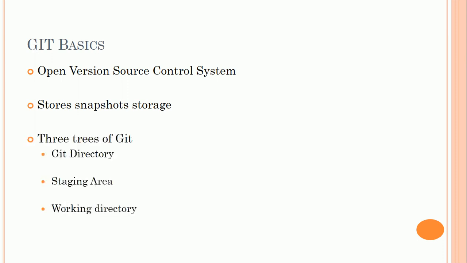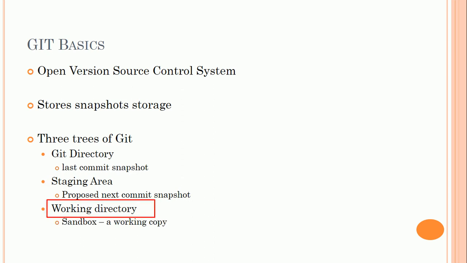There are basically three trees of Git: Git directory, staging area and working directory. Git directory is the last committed snapshot, so it will store the recent up-to-date code in the Git directory. Staging area is the next commit snapshot. It stores information about what will go into your next commit, so we can refer to it as the index. And working directory is nothing but the working local copy, or sandbox. So we can say that it is the checkout of one version of the project.